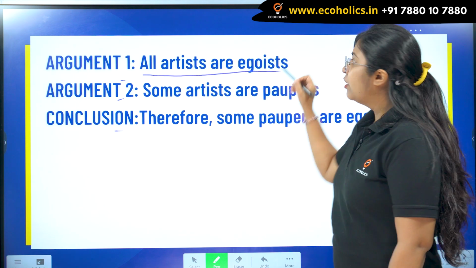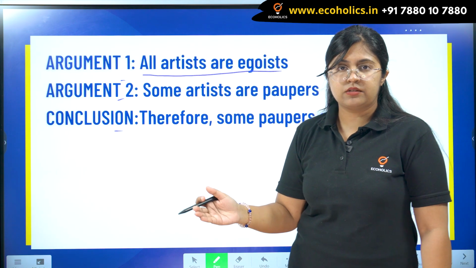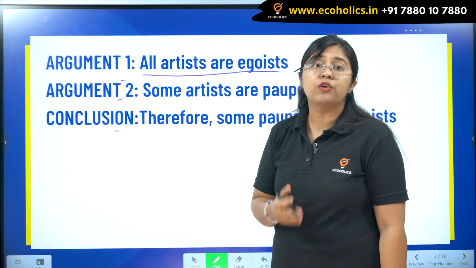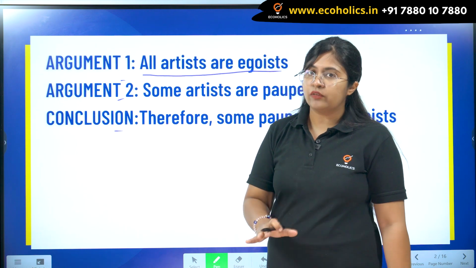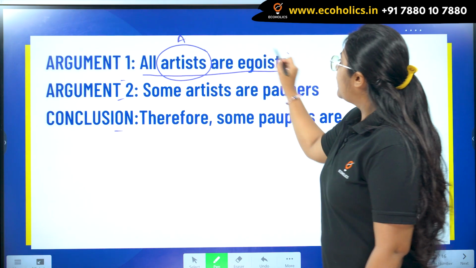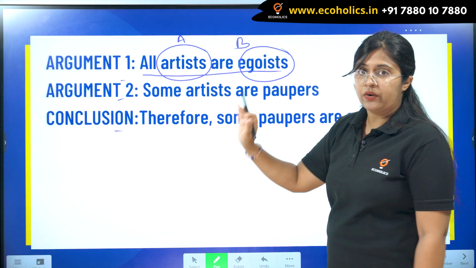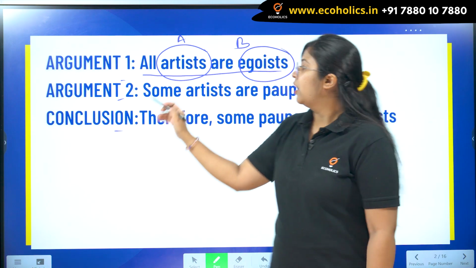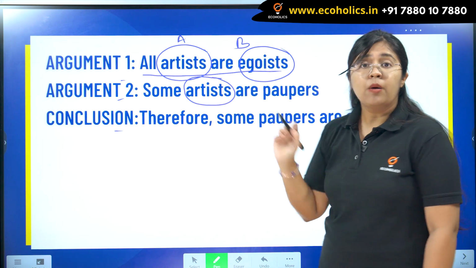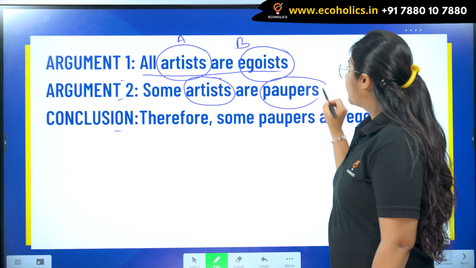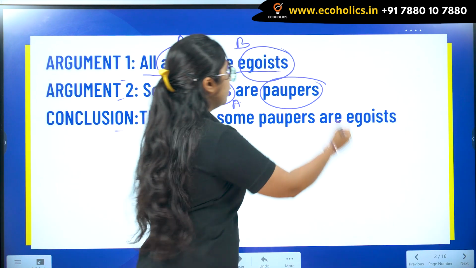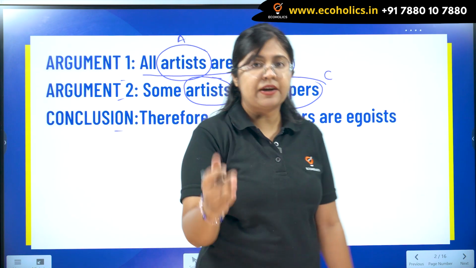Over here we have: all artists are egoists. Now, just mark these terms as A, B, C for your convenience. That way, you will be able to solve the question even easier. So artists, let's say, is A. Egoists, let's say, is B. Alright. Then we have argument number 2: some artists are paupers. Okay. Now, artists again would be A, while paupers over here will be C because it's a different predicate.